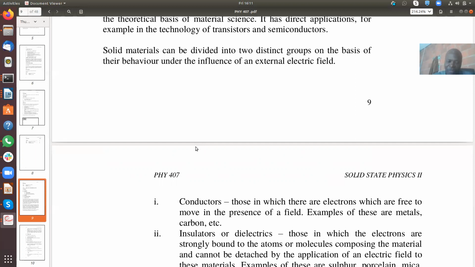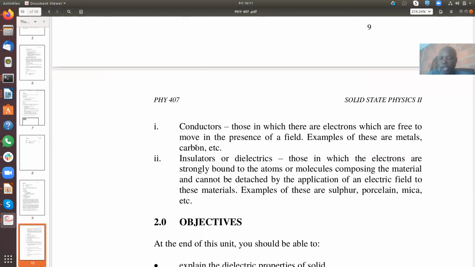Then we have insulators or dielectrics, those in which the electrons are strongly bound to the atoms or molecules composing the material and cannot be detached by the application of an electric field to this material. Examples of these are sulfur, porcelain, mica, etc. These are insulators because they are different from conductors. Their electrons are strongly bound to the atoms and the molecules of the material that consists of them.